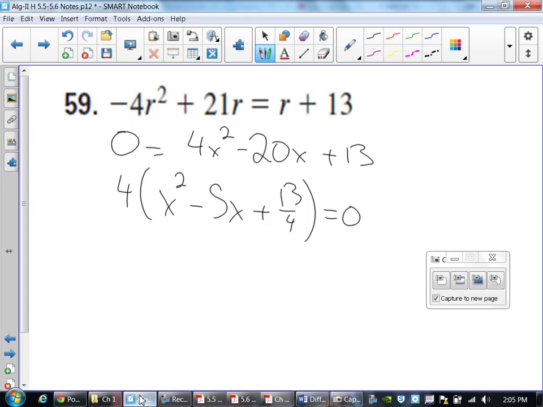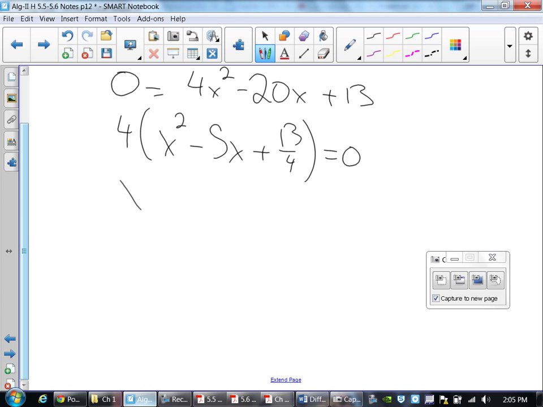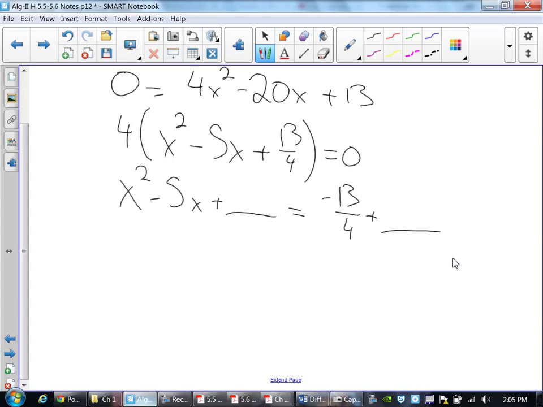I just flip the 0 back to the other side because it's easier to go to the right now. That 4 has no bearing upon the problem because it was a scalar. Divide it out, it's gone. X squared minus 5x plus blank is negative 13 over 4 plus blank. That's my next step, to move the stuff around. What is half of negative 5? Well, half of negative 5 is just negative 5 over 2, which drops into the parentheses. When you square a fraction, you square both the numerator and the denominator. And I'm going to get 25 over 4.